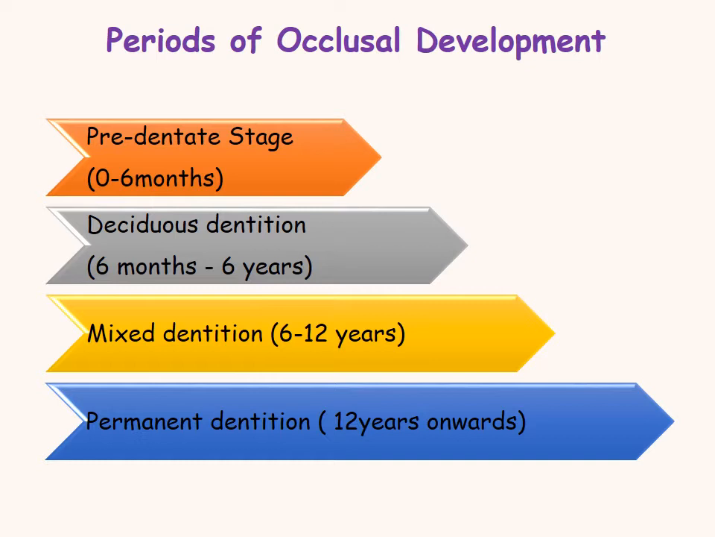The deciduous dentition is from 6 months, that is when the first primary tooth erupts, to the time before the eruption of the first permanent tooth. The mixed dentition is from when the first permanent tooth erupts till the time there is a combination of the deciduous dentition along with the permanent tooth. And the permanent dentition is from 12 years onwards, when the oral cavity has only the permanent dentition and not the deciduous dentition.